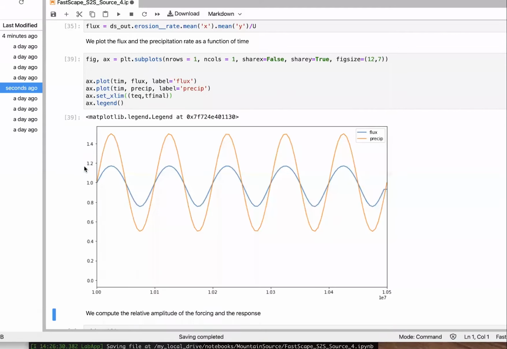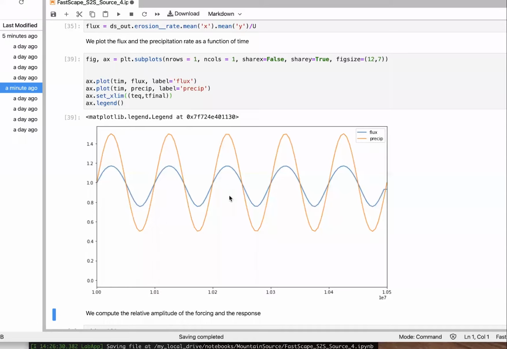I see that when the precipitation increases, the flux increases. And I see that the flux decreases. Why? Because in the stream power law, very simple, the erosion rate is proportional to the precipitation. But remember, the erosion rate is proportional to the precipitation to the power m. Remind you, here we've used m equals 0.4. So we're looking here at the precipitation and the flux.